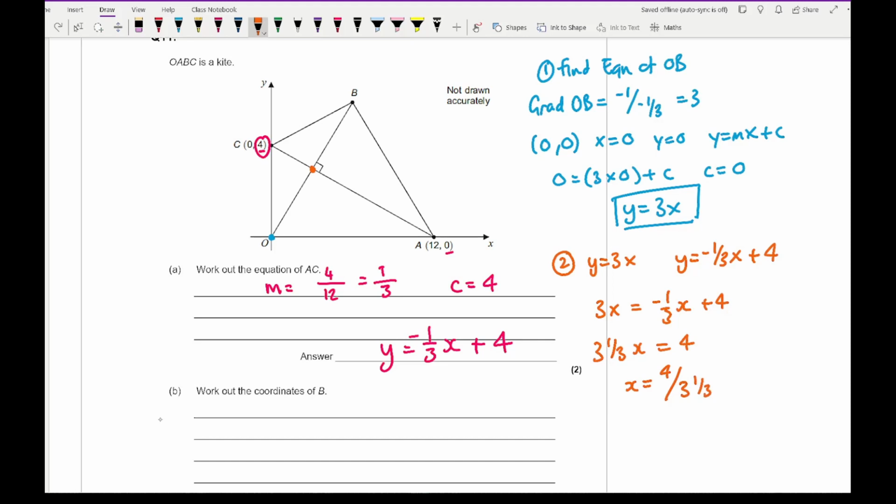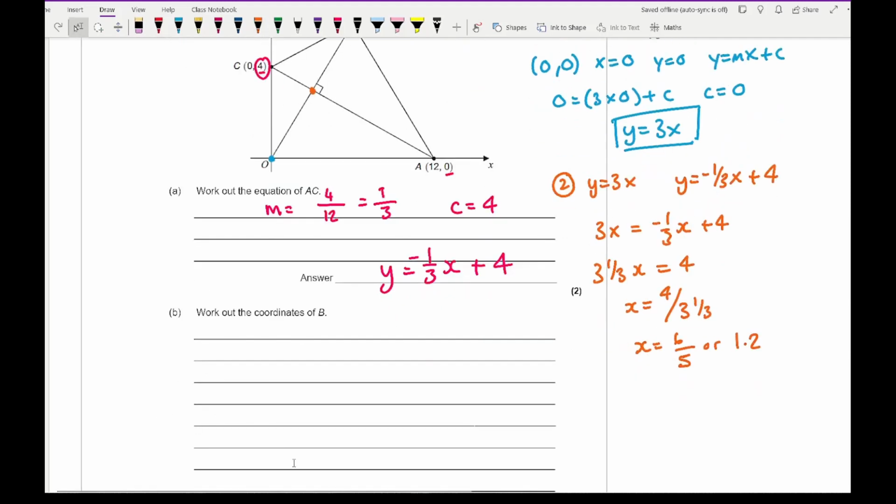And if I type that into my calculator, so 4 divided by 3 and a third, or 10 over 3, I get 6 over 5. So x equals 6 over 5, or that's going to be 1.2. And then from this, I can find out what y is. So y equals 3 times 1.2, which is 3.6. So this coordinate here is (1.2, 3.6).